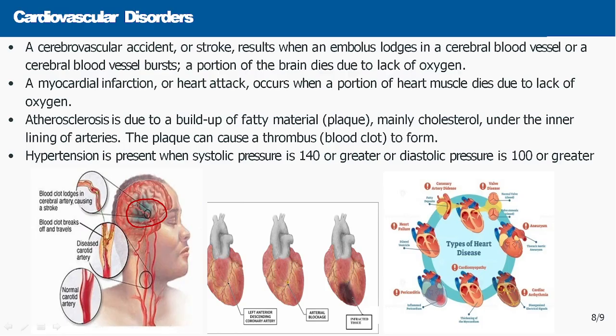Then we have another disorder which many adults have, that is hypertension. When the systolic pressure is more than 140 and the diastolic pressure is more than 100, that particular measurement is known as hypertension.